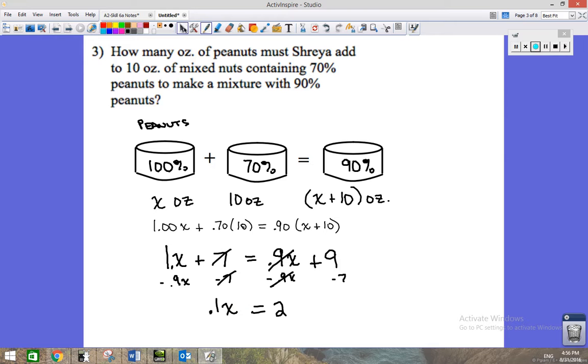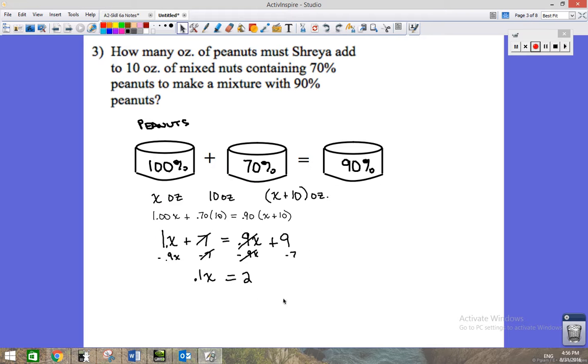So I divide by the number that's in front of x, or in other words, I'm going to multiply both sides by 10. If I multiply the left-hand side by 10, that'll move the decimal point over, and I'll have 1x, and I have to multiply the right-hand side by 10. So I'm getting that x is equal to 20. So is that what it wanted? How many ounces of peanuts?